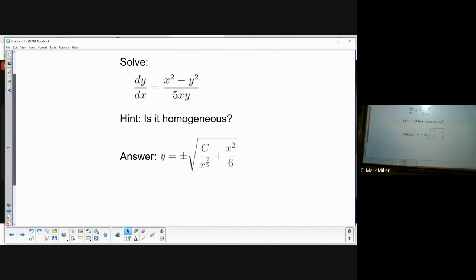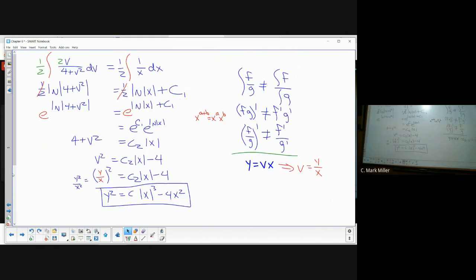What happens if you get a log on one side and not on the other? Suppose you work down and you just had that on that side, not the log. How would you proceed? Well, you don't really care. As long as you can get your hands on V, you're good. You want V outside of any log. So if you were down to here, you wouldn't need to exponentiate. You would still have to plug in this V. This V equals y over x, put it right there.